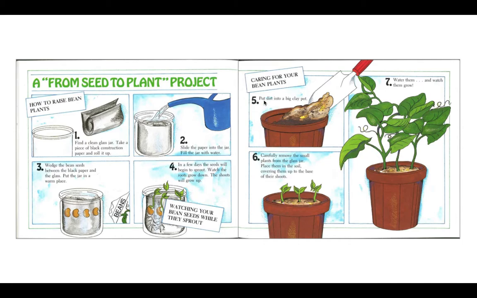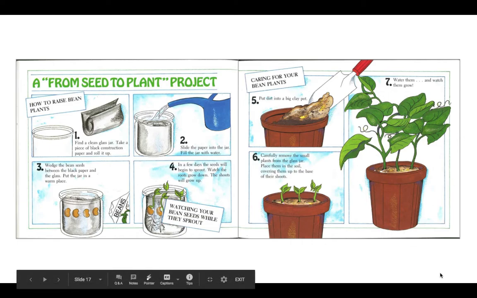Step 5. Put dirt in a big clay pot. Step 6. Carefully remove the small plants from the glass jar. Place them in the soil, covering them up to the base of their shoots. Step 7. Water them and watch them grow. This is a great project for you to try at home over the summer.